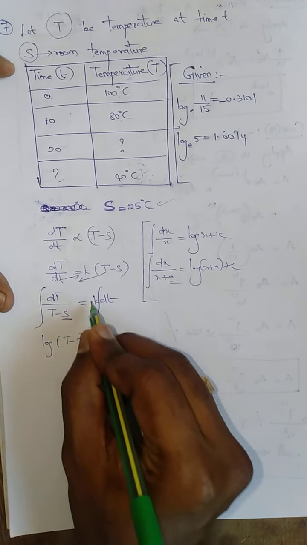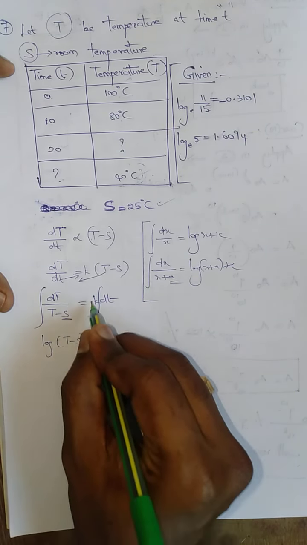For the temperature sum, we need to derive using Newton's law of cooling, so T is equal to S plus c e power kt. We know the S value: the room temperature S is 25 degrees Celsius. So T is equal to 25 plus c e power kt. This is equation 1, because we know the room temperature is 25.